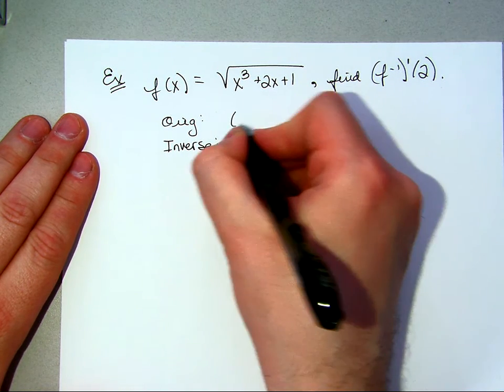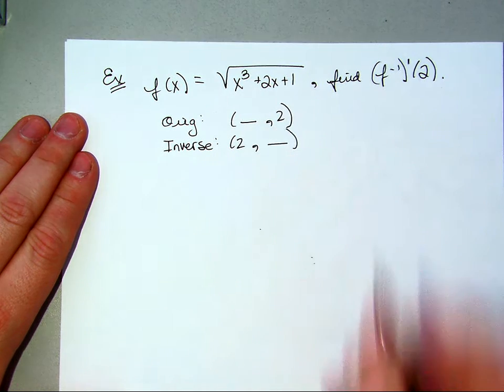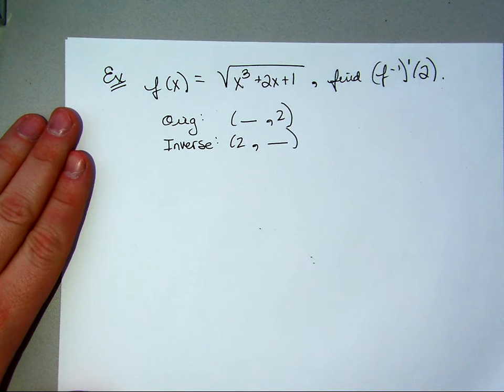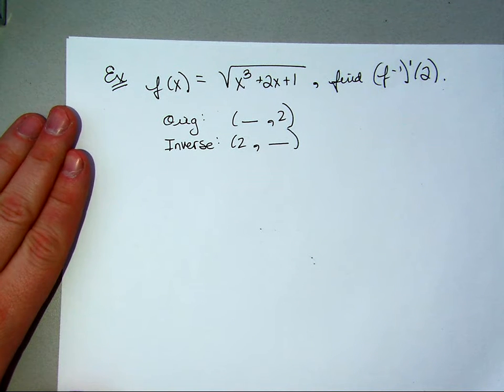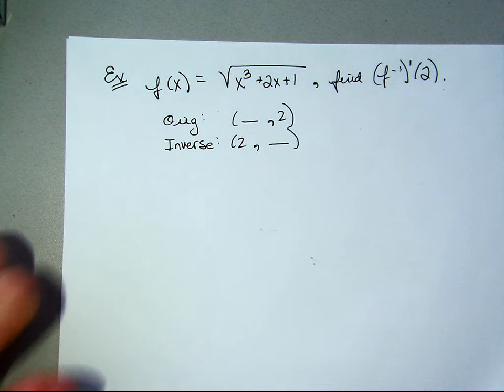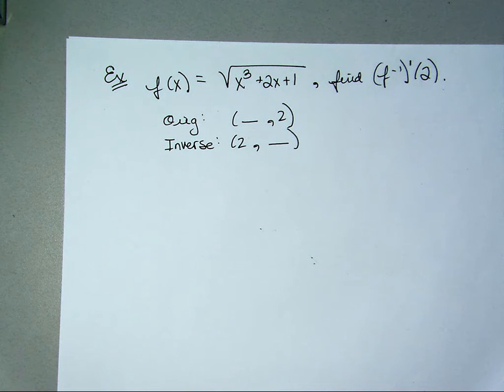I'm hoping that you started like this. Point on the inverse is 2 comma something. Point on the original is something comma 2. Find the other thing and go start doing some calculus.